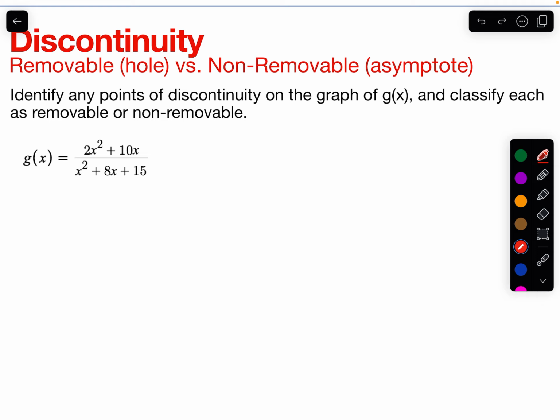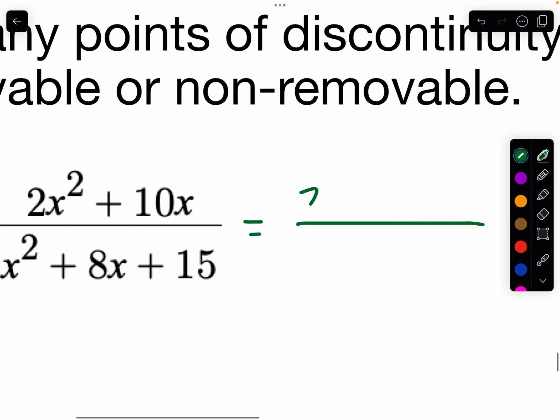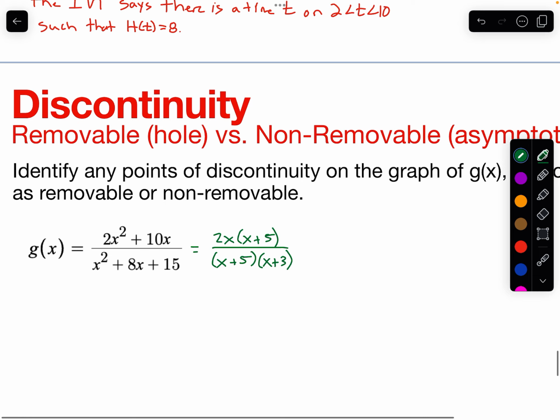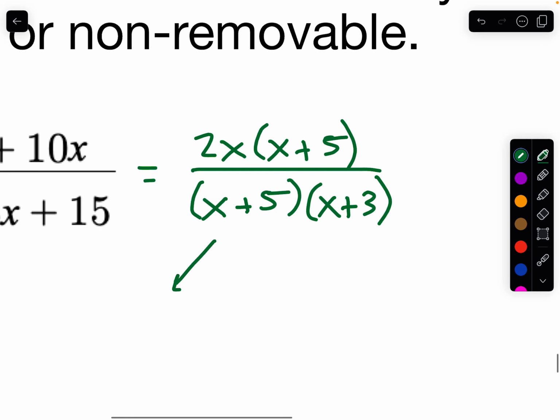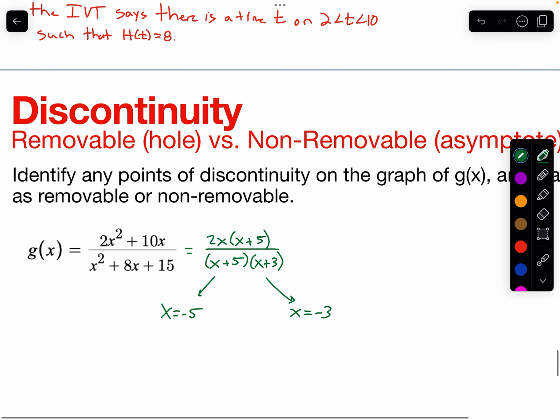And the way that we can do that for a rational function like this is by doing a little bit of factoring here. In the numerator, factor out a 2x. We're left with x plus 5. In the denominator, we use our quadratic pattern here and factor accordingly. Points of discontinuity will make our denominator equal to 0. Well, I see two such points. I see x equals -5 and I see x equals -3. Those are 2 points of discontinuity on the graph of g of x.